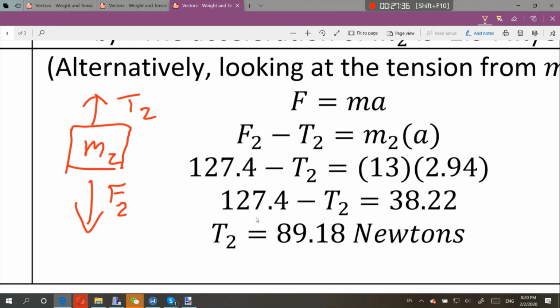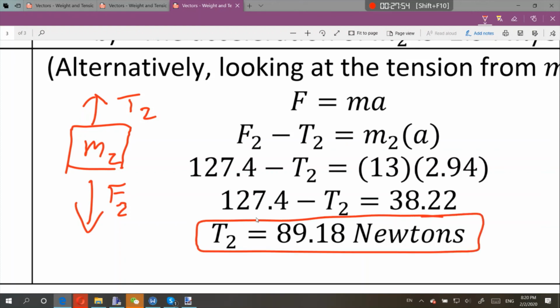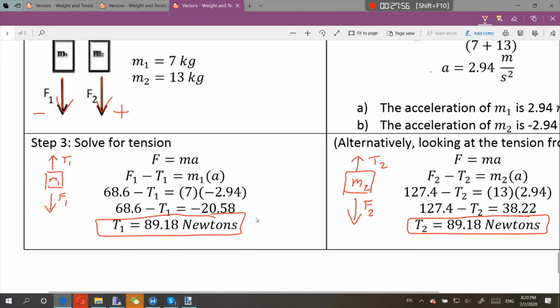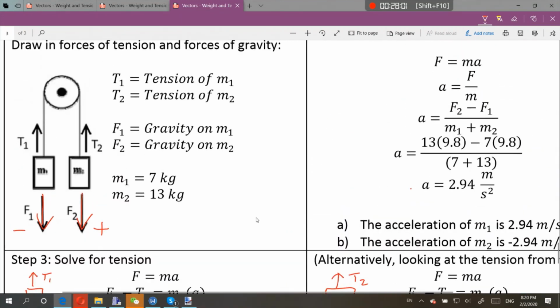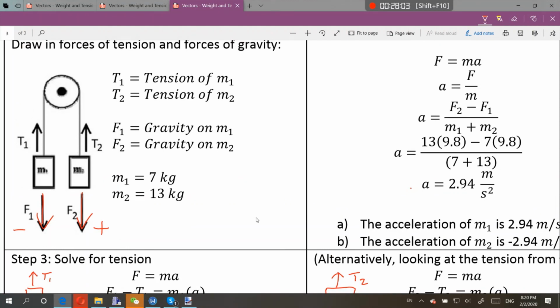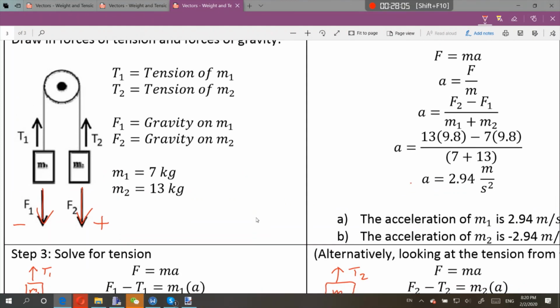So my mass then is 13 times the 2.94, which should give me my total force, 38.22. So my total force right now is 38.22. I can subtract my gravitational force right now to solve for my force of tension. So that gives me 89.18 newtons, which is the same answer that we got by looking at the other block. The tension is the same because this is the same line right now, and our pulley is massless.